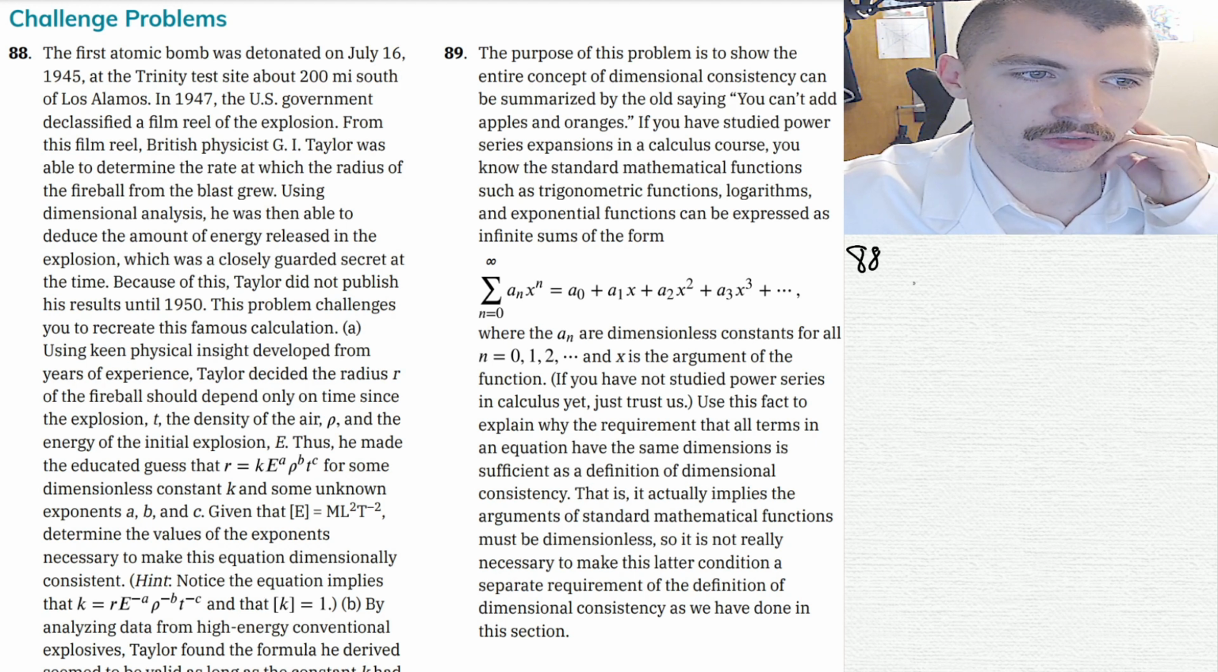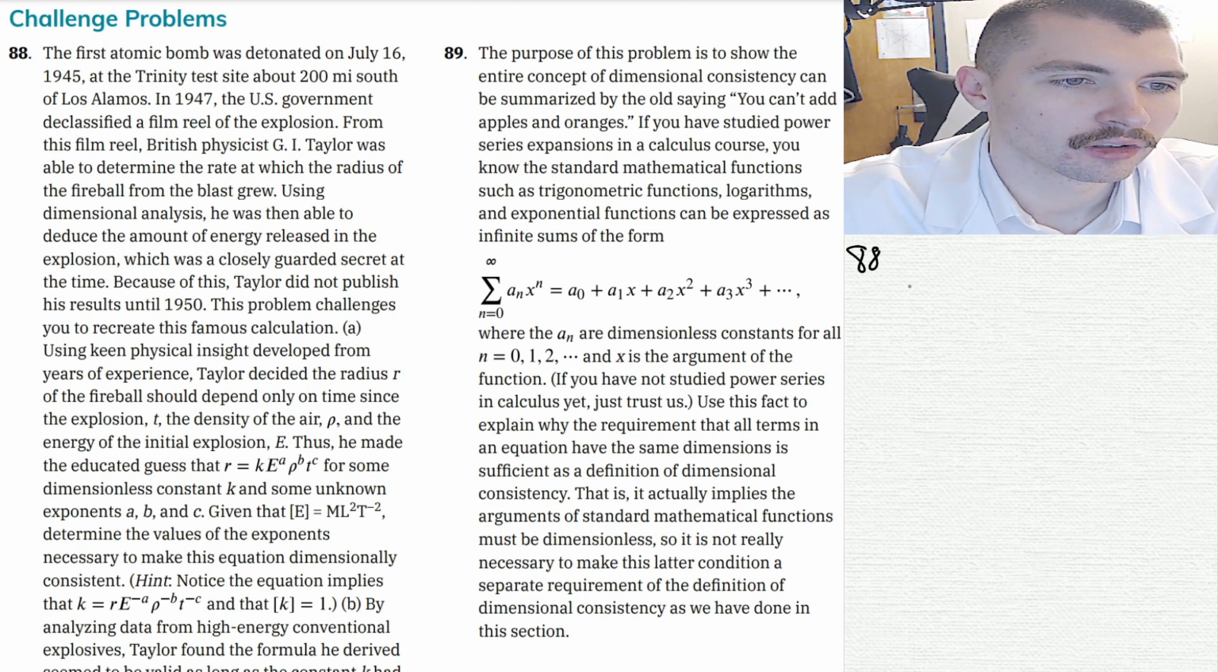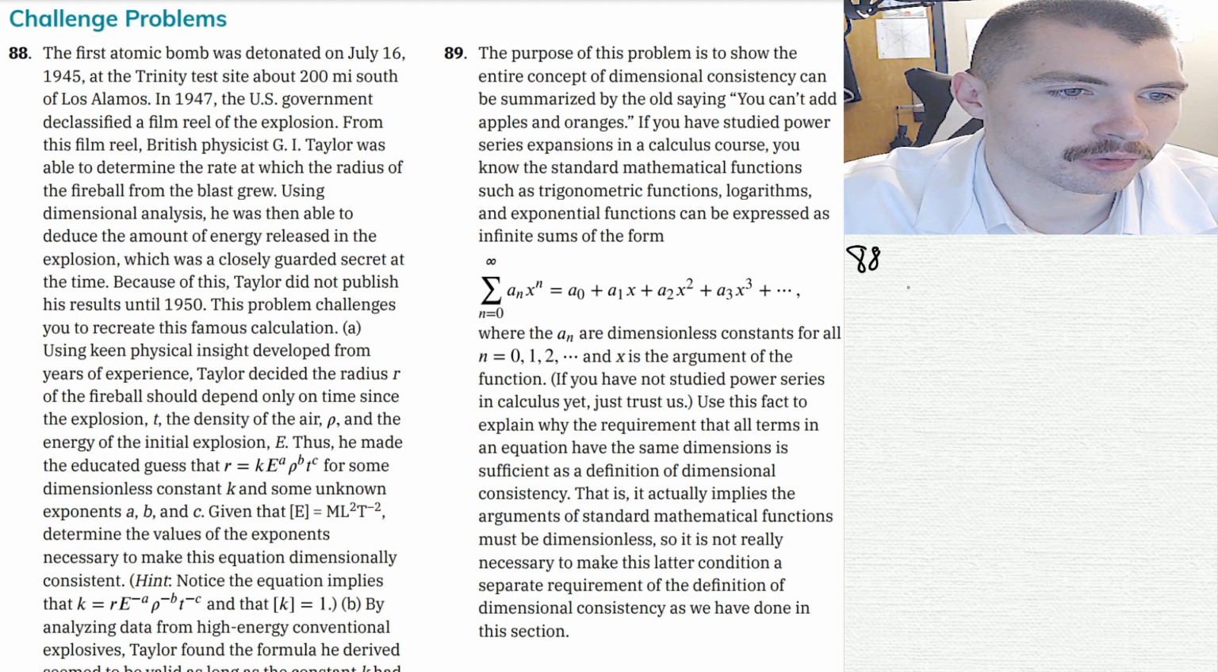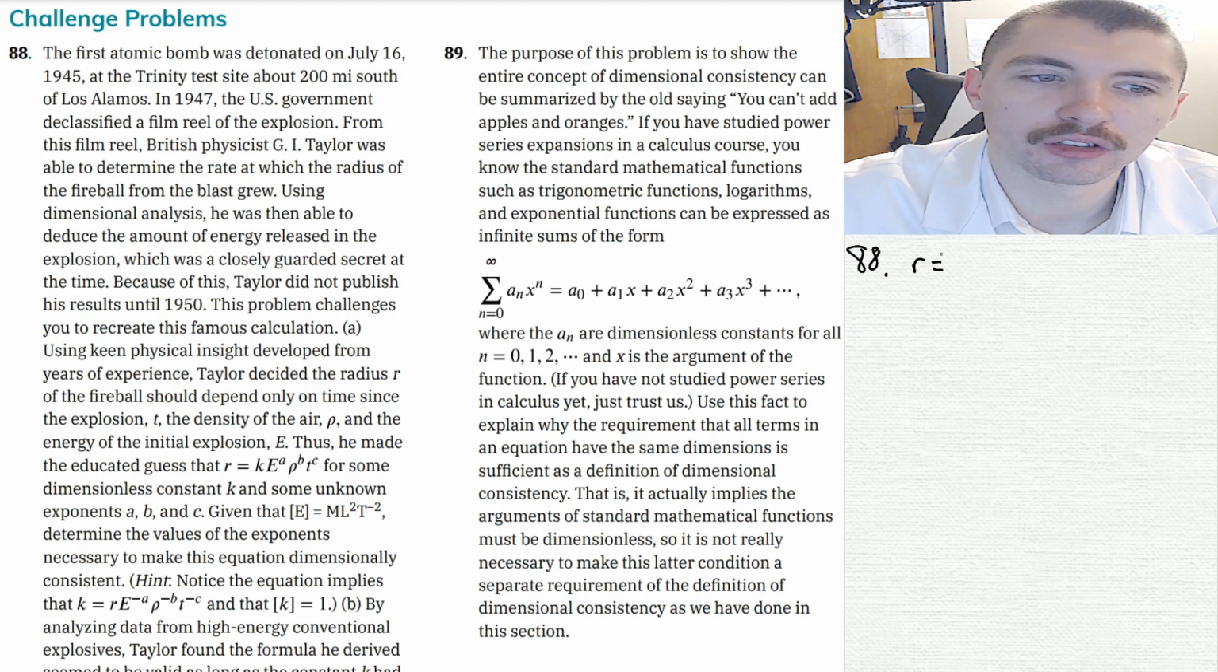This problem challenged you to recreate the famous calculation. From years of experience, Taylor decided the radius r of the fireball should depend only on the time since the explosion, t, the density of air, rho, and the energy of the initial explosion. So he said r is k E to the a, rho to the b, t to the c.